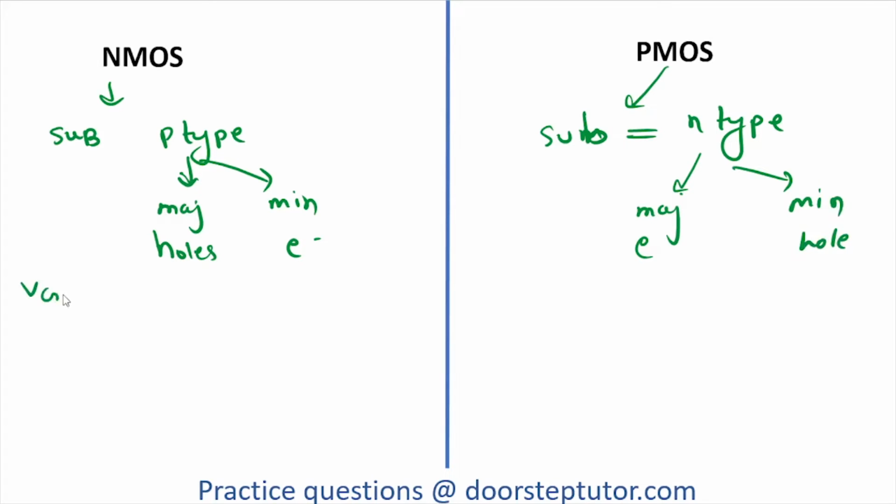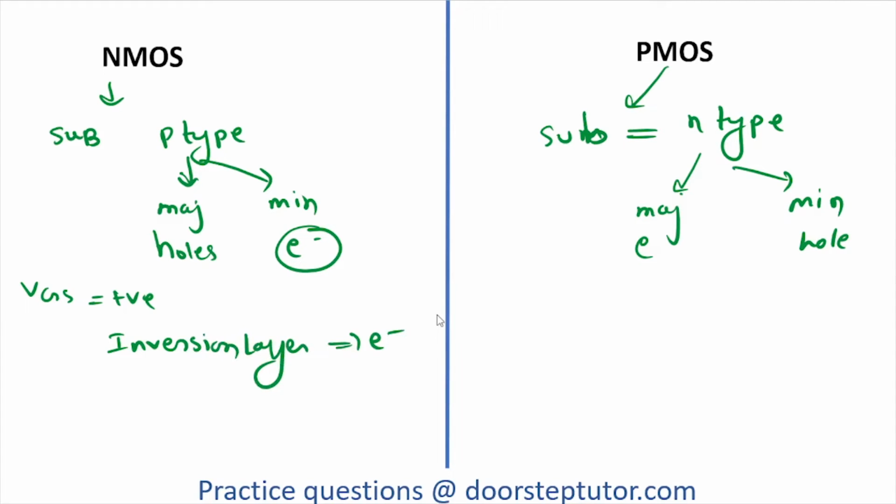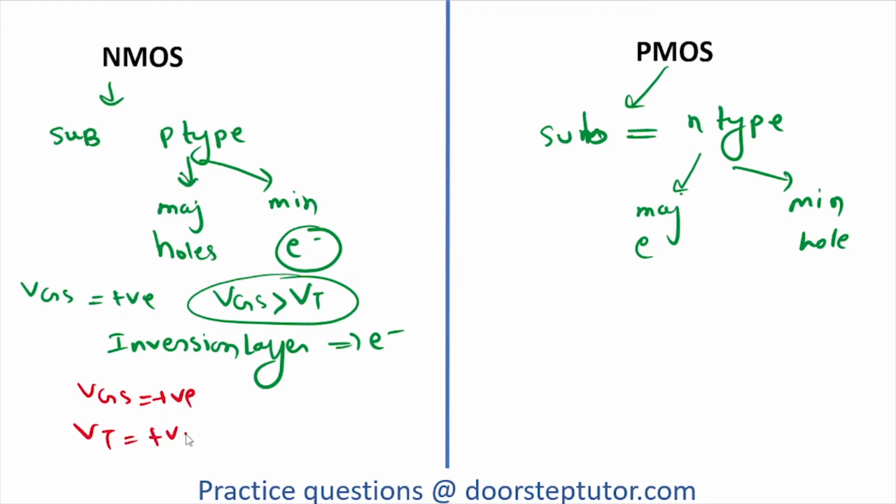So if we apply positive VGS, these minority carrier electrons will be accumulating near the SiO2 layer. So inversion layer is formed due to electrons. So the VGS should be positive and it should be greater than the threshold voltage, that is VT. So in this case we have VGS is positive and VT is also positive, that is the threshold voltage is also positive for the NMOS.